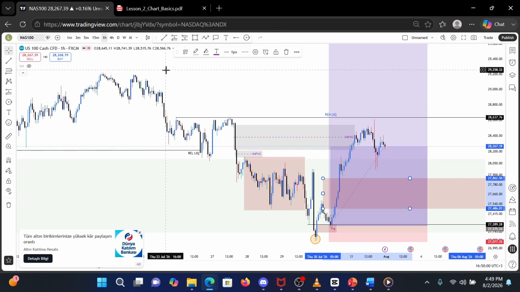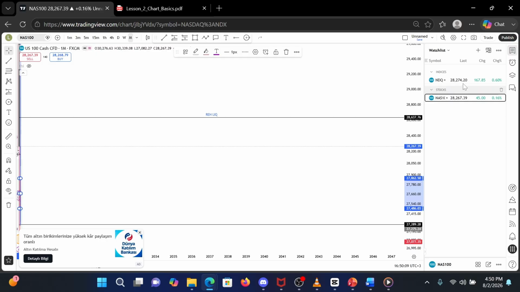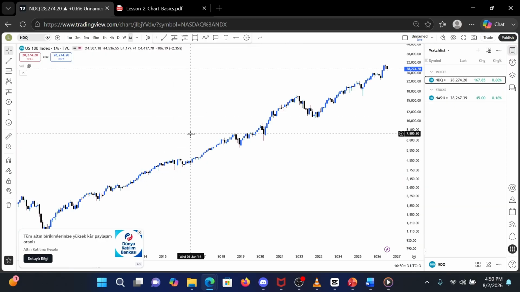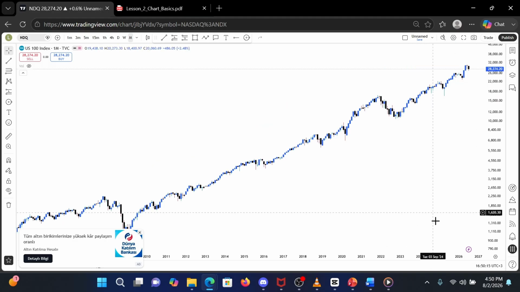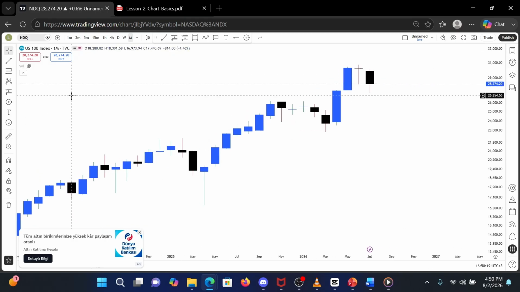When we come here, let me use another chart maybe. This is a monthly time frame. So it takes one full month to form this one candle.